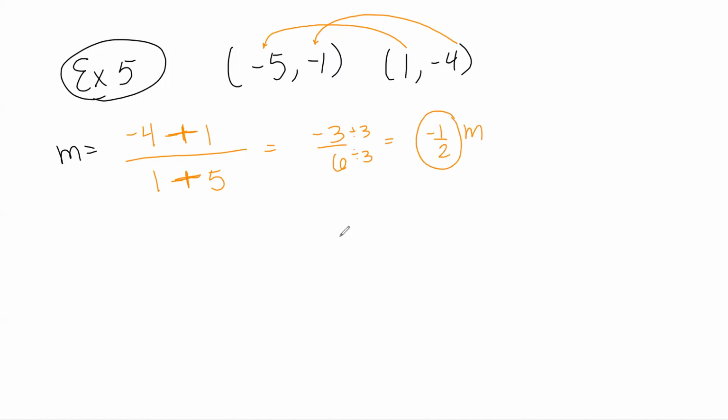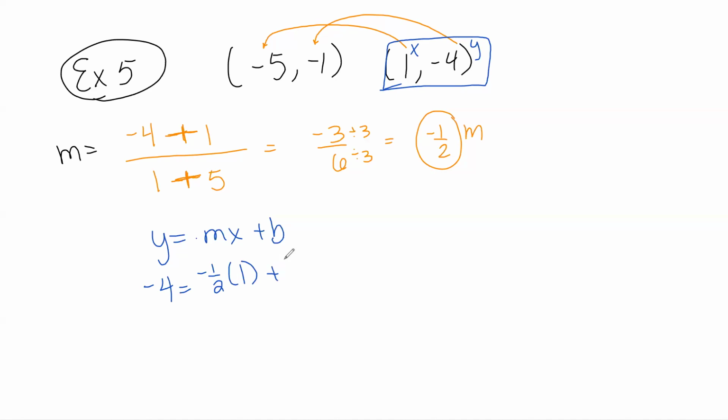So there's our slope. Using the slope-intercept form, y equals mx plus b. I'm going to use the second point because at least only one of them is negative. This is x, this is y. You could use the first one, it does not matter. -4 equals mx plus b. Well, 1 times anything is just itself.